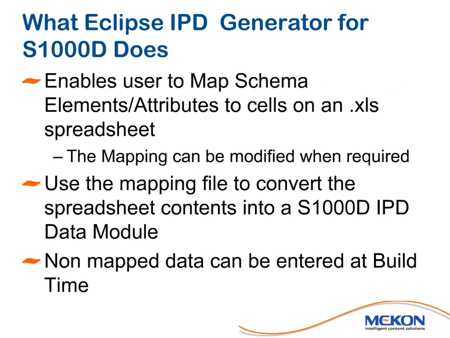This application enables you to map a schema, all the elements and attributes, to the contents of a spreadsheet. The mapping can be modified later on if you require, but you obviously have to have a spreadsheet that is consistent between them. You can then use that mapping file to convert the spreadsheet contents into an S1000D IPD data module. And if you've not mapped something, then you can arrange for the item that you require to be entered at build time.